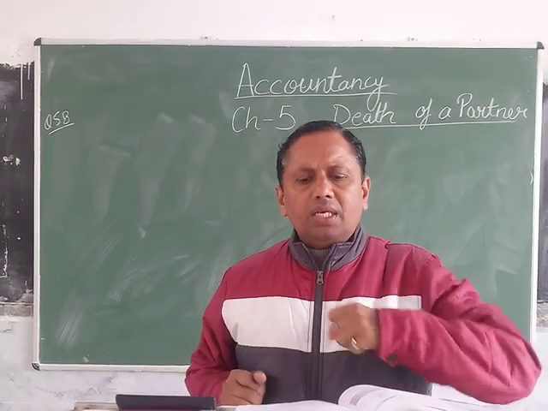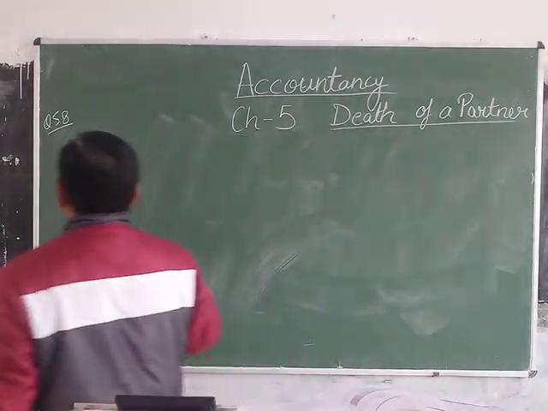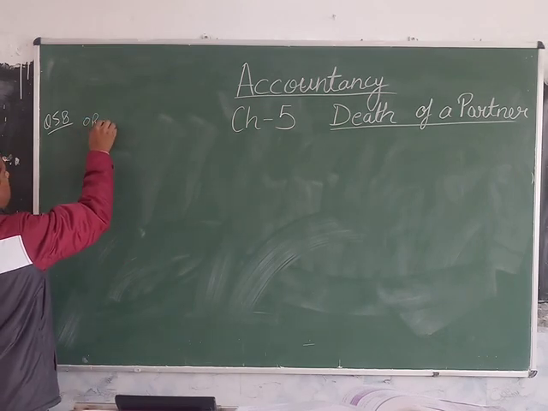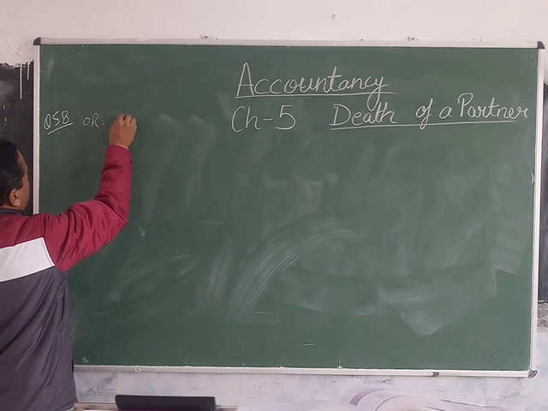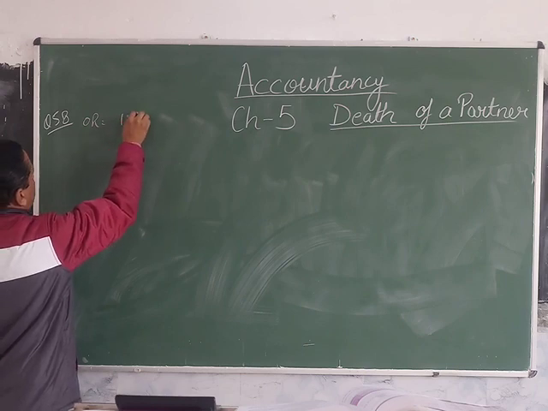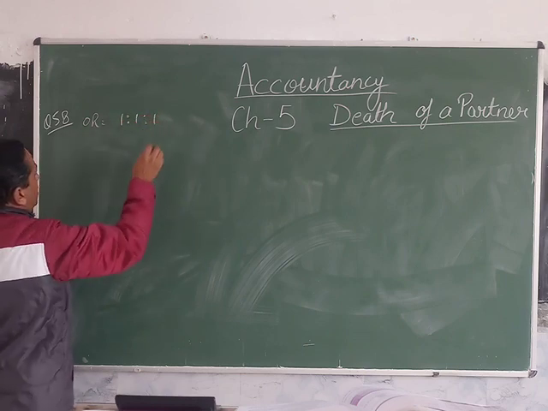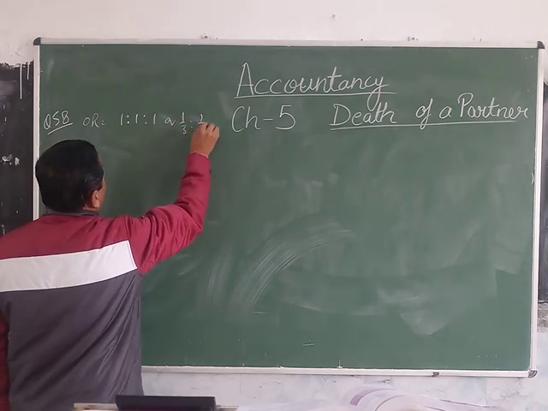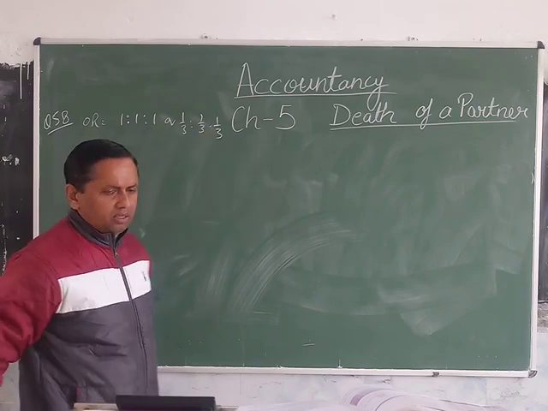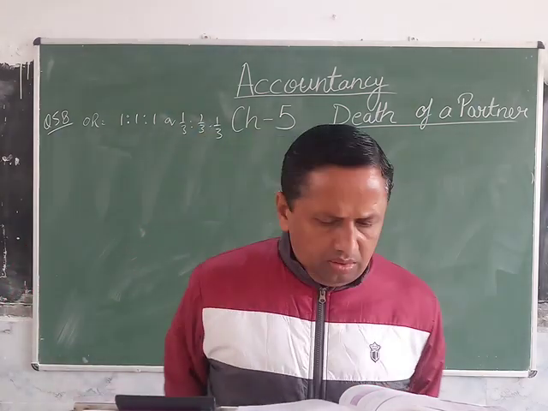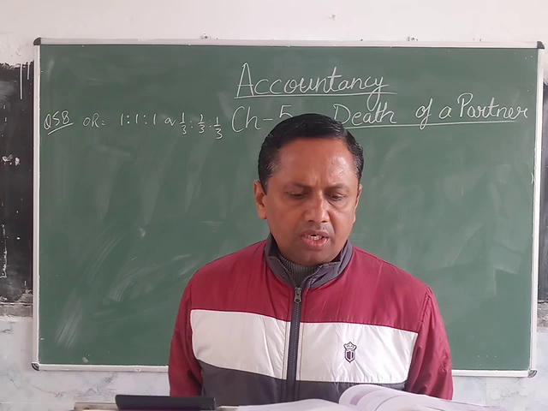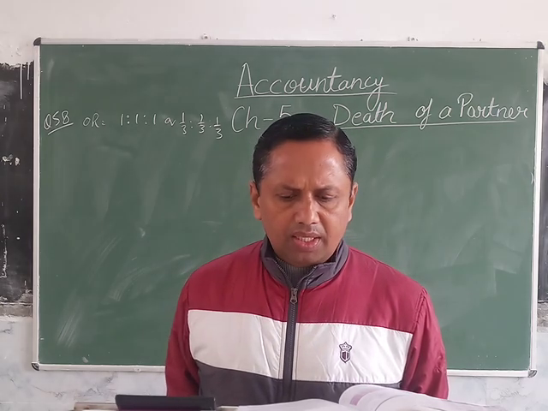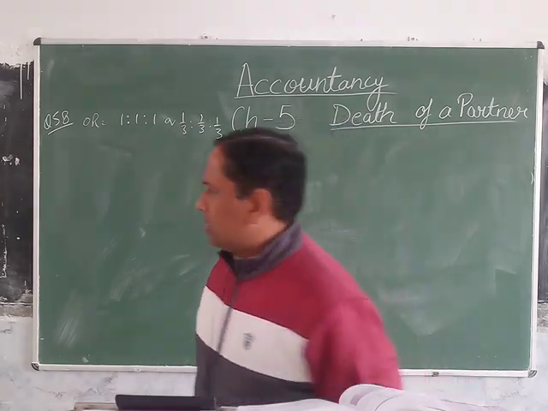In this question, A, B and C are partners. The old ratio between A, B and C is not given, so the ratio is 1:1:1, or 1/3, 1/3, 1/3. B's share of profit up to the date of death has to be calculated. In this question, B has died.